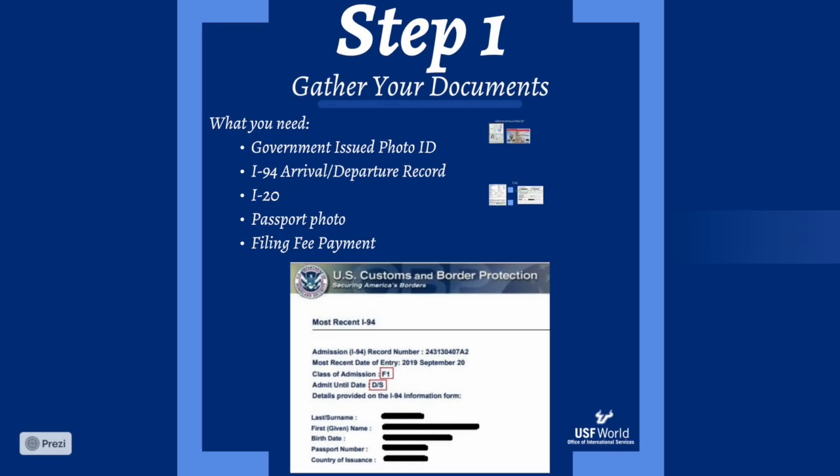The first step is to gather your documents. You must have a government-issued ID, your I-94 showing F1 status, a copy of your I-20 with the requested dates, and a passport photo. We recommend that you scan these documents in JPEG or PDF format. However, the passport photo must be in JPEG or PNG format. You will also need a form of payment like a bank check transfer or credit card. You do not need a scan of your bank check or credit card, but please have the payment information ready to be submitted.